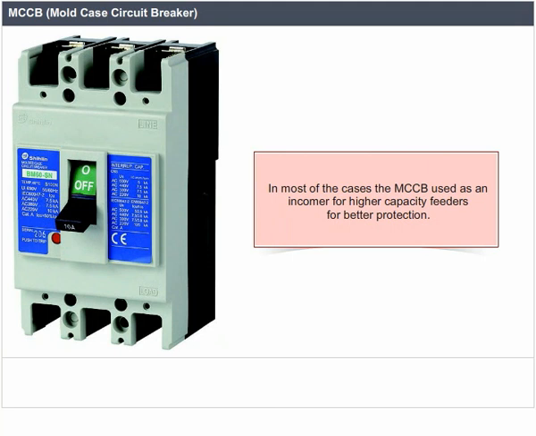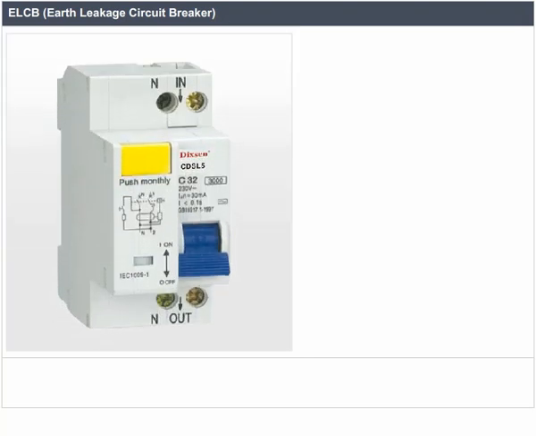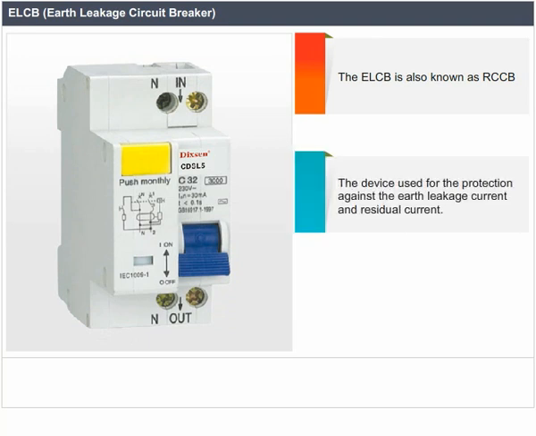ELCB, earth leakage circuit breaker. The ELCB is also known as RCCB, a device used for protection against earth leakage current and residual current. It should be fixed before the incomer. Incomer. The basic supply will be connected to this incomer.